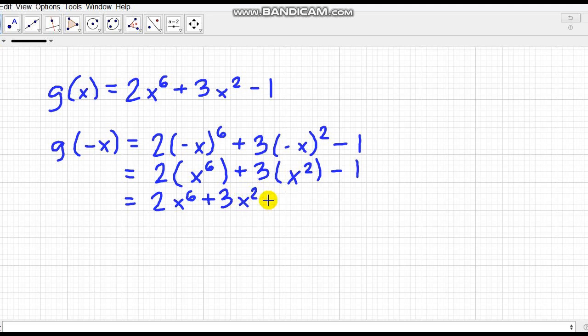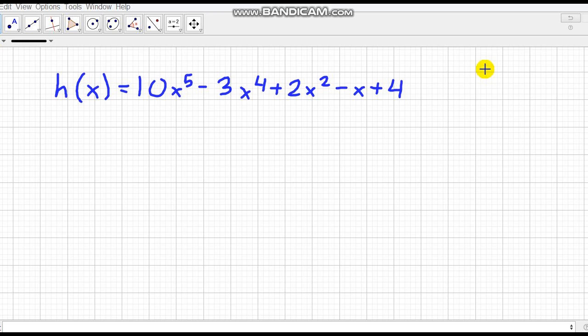Now let's check this against our original function. 2x raised to the 6th power remains as 2x raised to the 6th power. 3x squared remains as 3x squared, and negative 1 is still negative 1. So there's no change from the original to the new one that we have, even if x becomes negative x. So this means that this function is an even function, since there's no change even if x becomes a negative x.